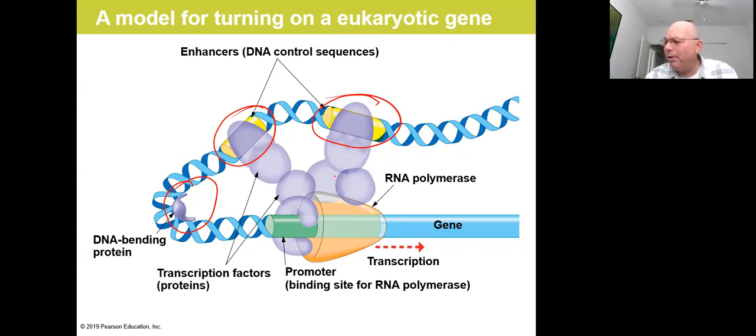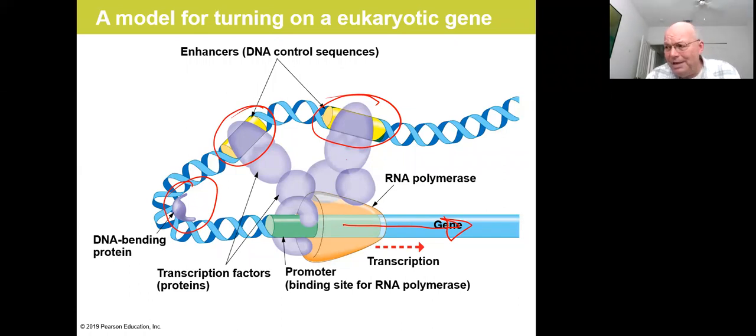These in turn bind to transcription factors that are going to bind to the promoter. And it's this complex of proteins that attracts the attention of the RNA polymerase so that it will bind to the promoter and start transcribing the gene in this direction. So the activator proteins are what bind to the enhancer regions of the DNA.